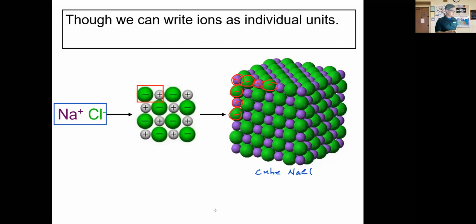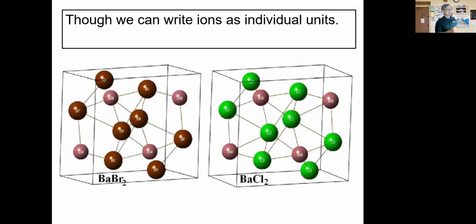That is the formula unit, and we see that not only with sodium chloride crystals, but with other types of ionic compounds as well. So let me go ahead and share with you other ionic compounds. Let's take a look at barium bromide and barium chloride, BaBr2 and BaCl2. I give you a very simple view here of two other ionic compounds, both made up of barium and one of the halogens.